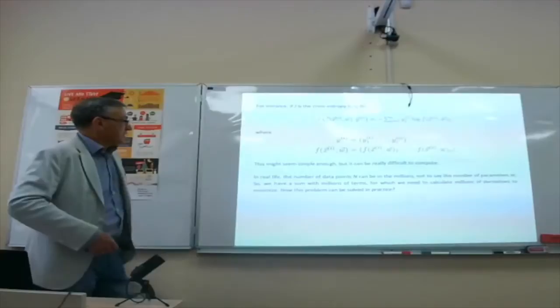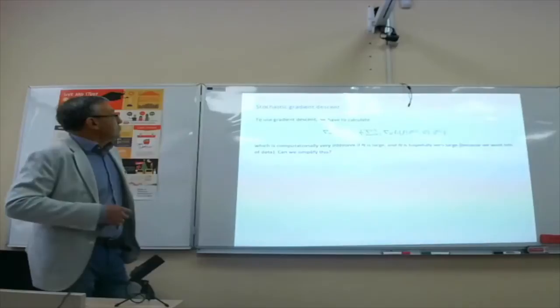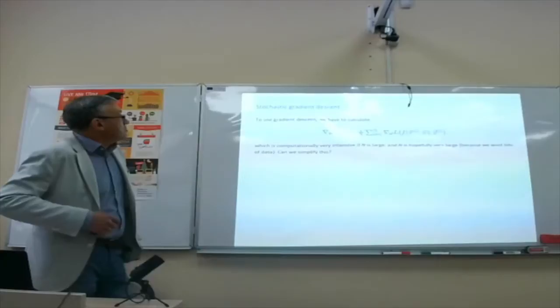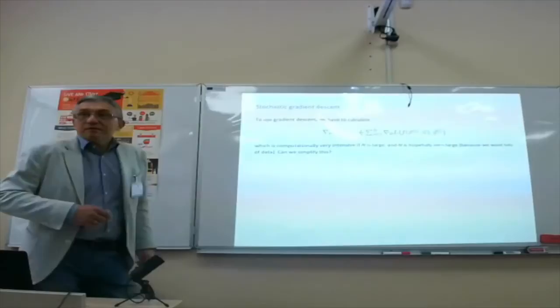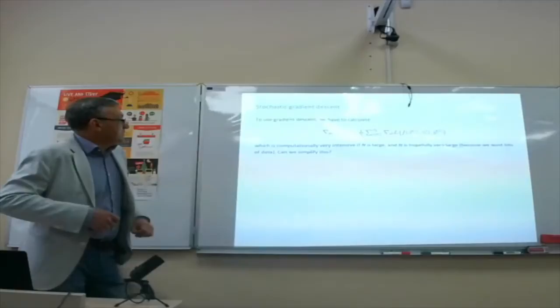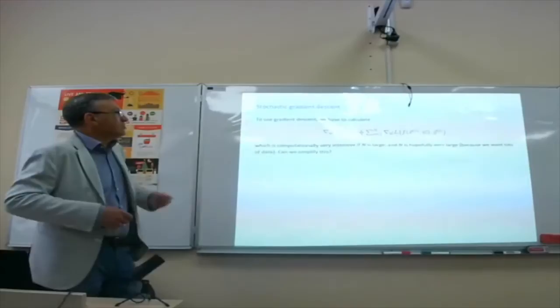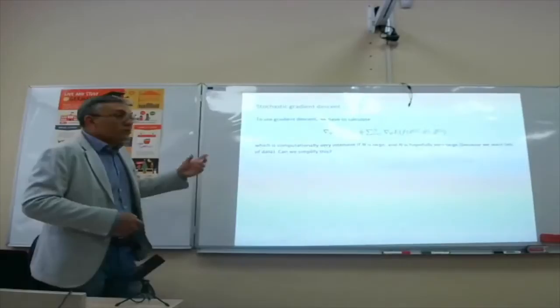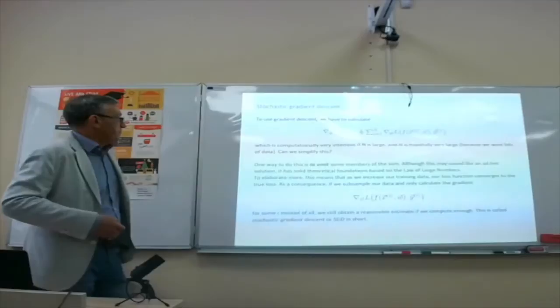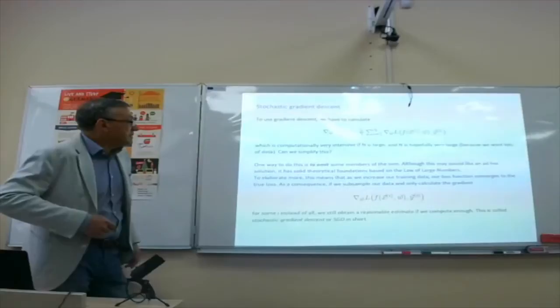In practice, we have, for example, so-called stochastic gradient descent. To use gradient descent, we have to calculate the gradient of the loss function introduced or chosen, which is computationally very intensive if n is large, of course. And n is hopefully very large because we deal with real problems. How can we simplify this situation? One way to do this is to omit some members of the sum.